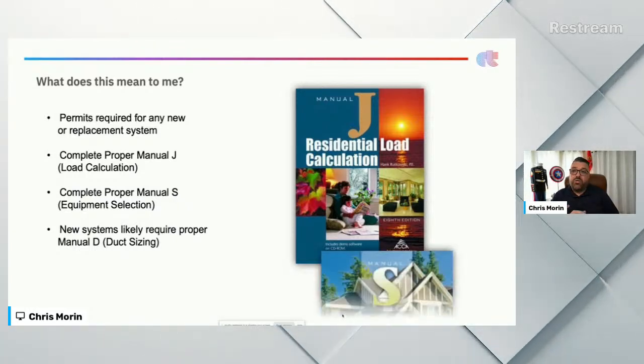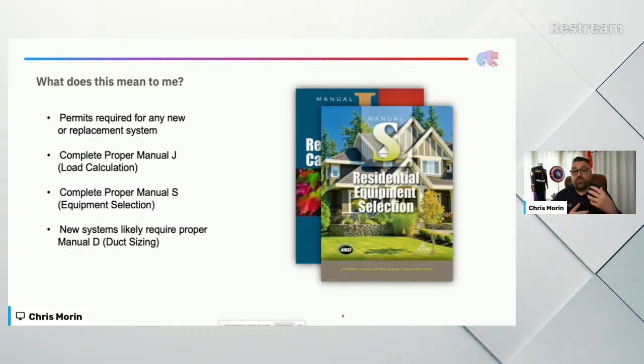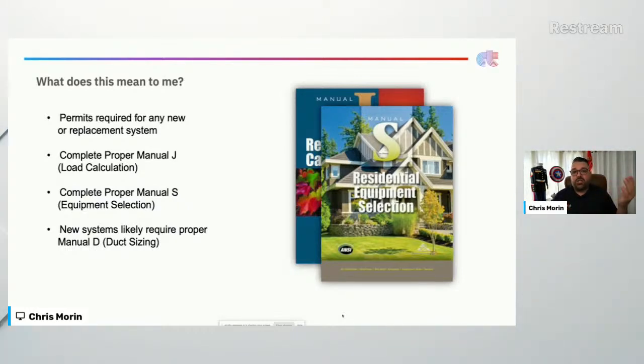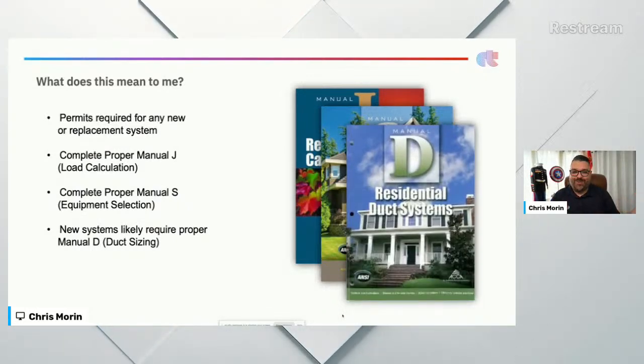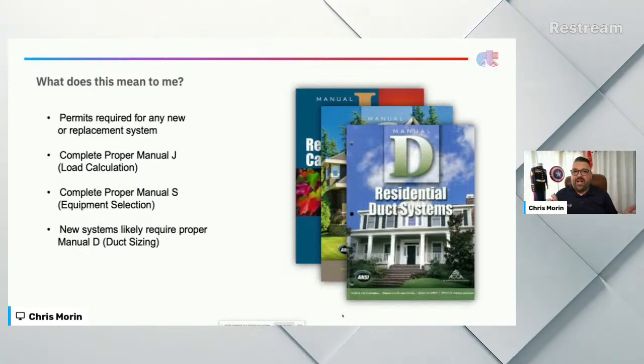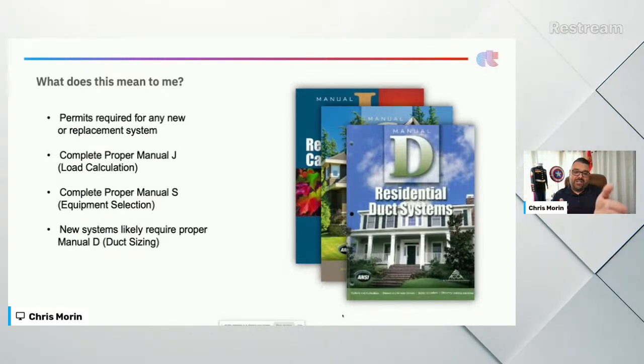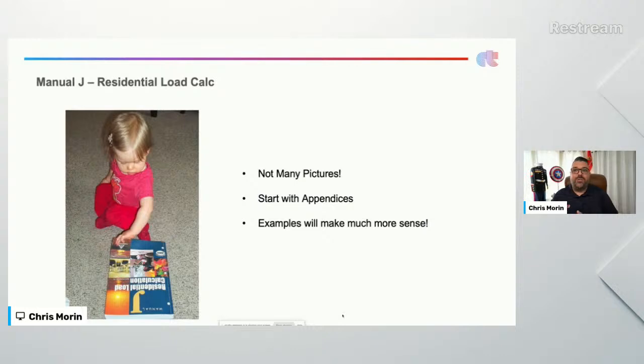Then you actually have to use Manual S to select the right size piece of equipment. Manual S will tell you how small and how large the system can be based on the load calc. And then if you're doing a ducted system, you need to do Manual D as well, right? So this is a process, and these are residential design manuals, and they're actually manuals, right?